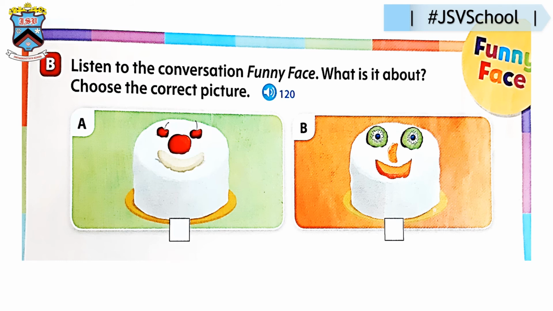Page 83. B. Listen to the conversation, Funny Face. What is it about? Choose the correct picture. Funny Face. Anna and Mike make a cake. I have a banana. I can make a mouth. What can you do? I have cherries, Anna. I can make eyes. I have an apple. I can make a nose. Is that a face? Yes, the cake has a face. That's funny, Mike. Let's take the cake to Jacob.